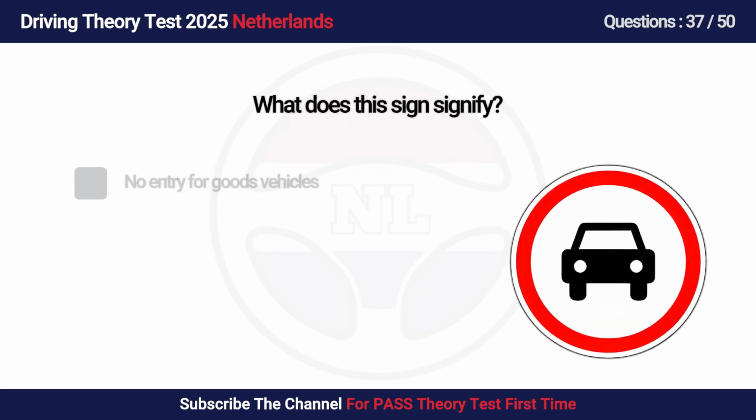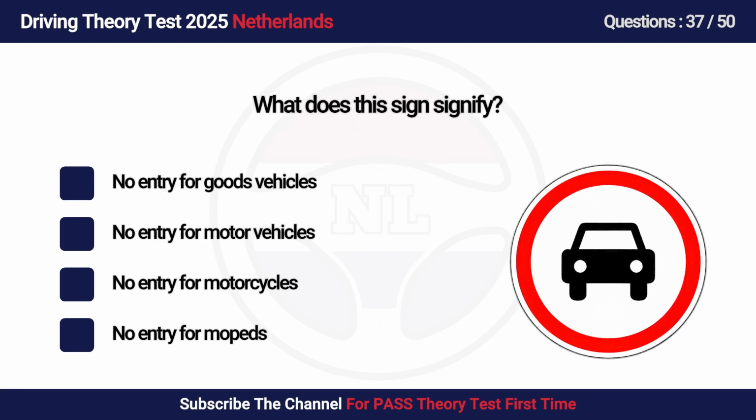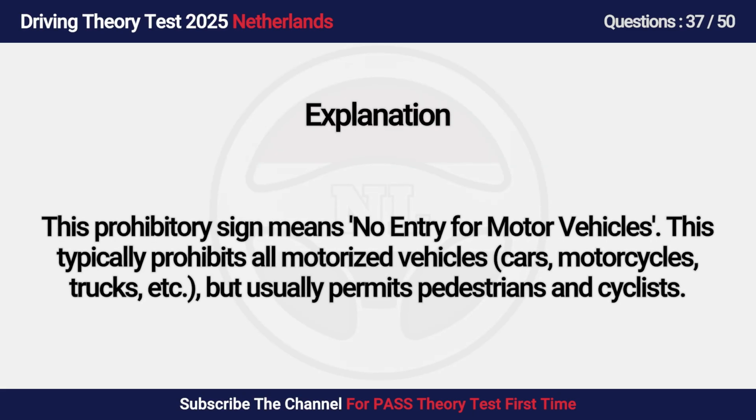Question 37. What does this sign signify? A. No entry for goods vehicles. B. No entry for motor vehicles. C. No entry for motorcycles. D. No entry for mopeds. Answer is B. No entry for motor vehicles. This prohibitory sign means no entry for motor vehicles. This typically prohibits all motorized vehicles, cars, motorcycles, trucks, etc., but usually permits pedestrians and cyclists.